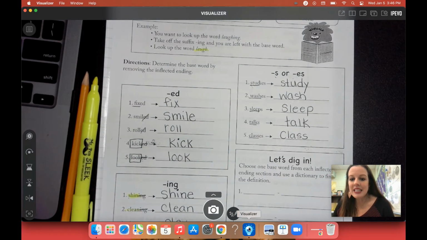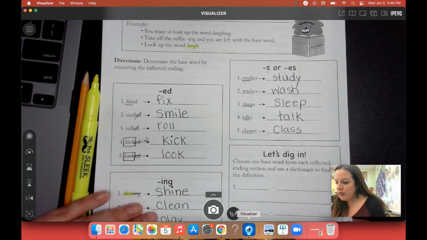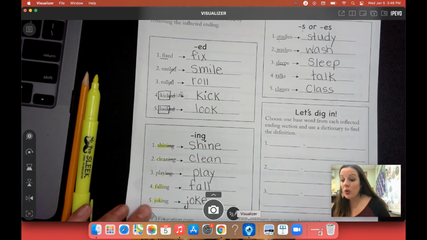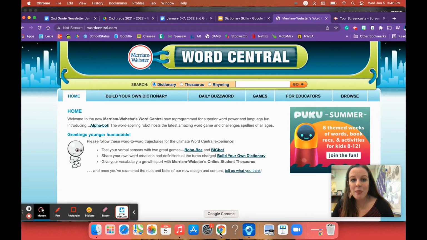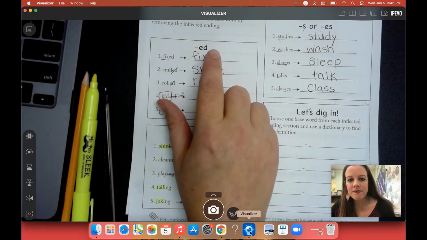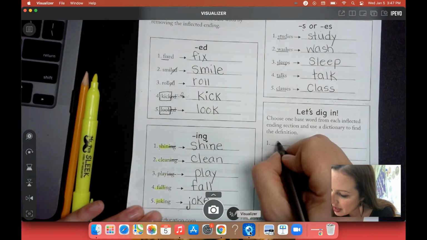Now, let's dig in. I'm going to show you how we can choose a base word from each section and use it in the dictionary to find the definition. We're going to be using the website Word Central. You probably have a link to Word Central in your Google Classroom. We're going to be using it to help us today. The directions for my section were to choose one of our words. Miss Morris thinks I'm going to choose, how about the word smile? I'm going to go ahead and write it down.